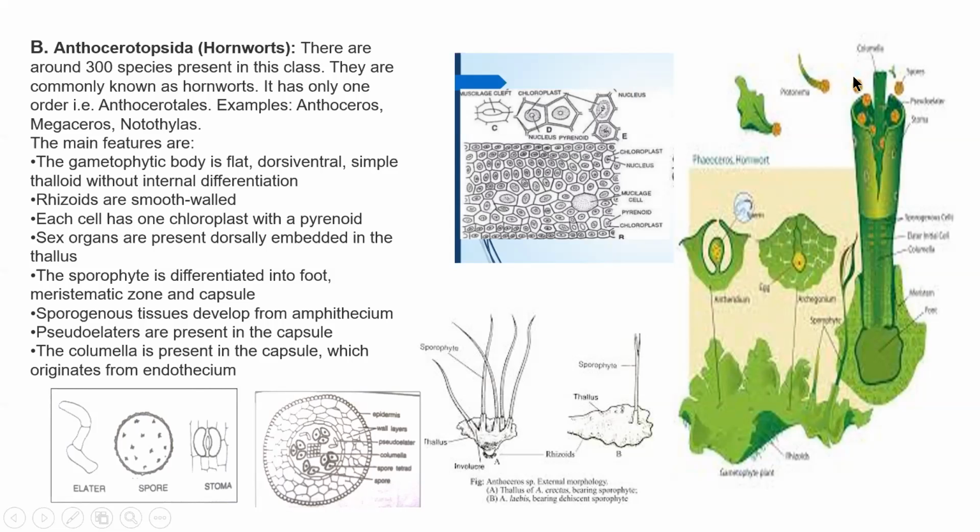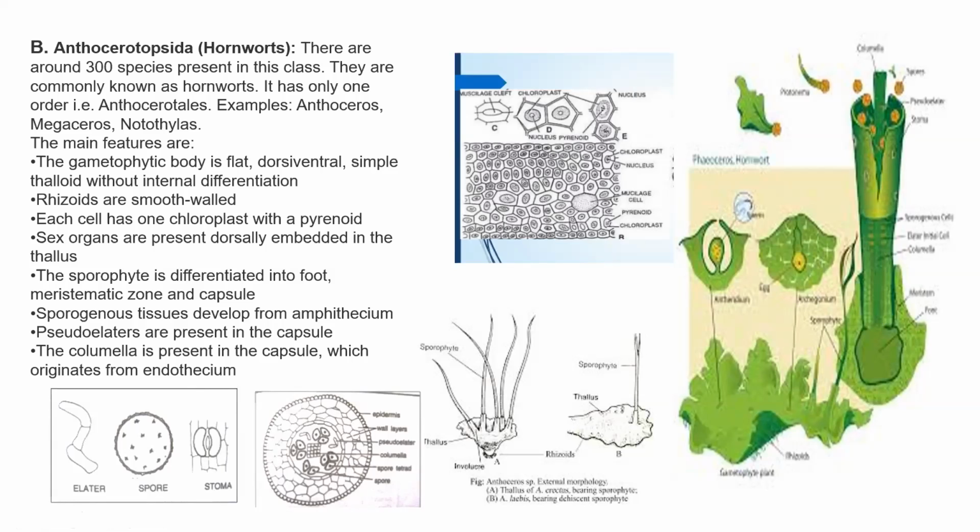Okay, it looks like a horn arising from the dorsal surface of the thallus. So it is differentiated into a well deep-seated foot. You have a long seta which bears the capsule. This is a very important question from the examination point of view: discuss the sporophyte of Anthoceros.